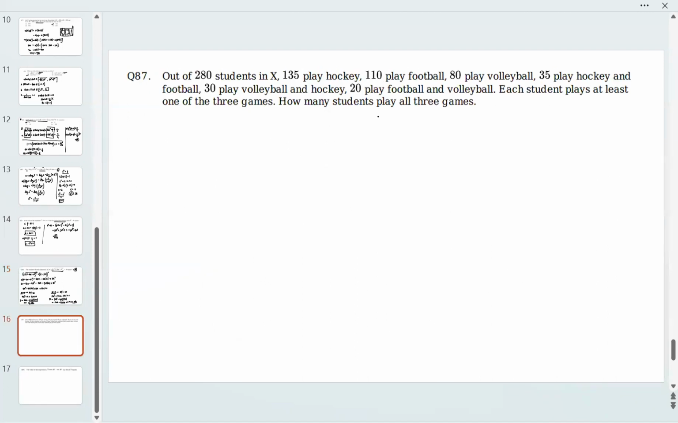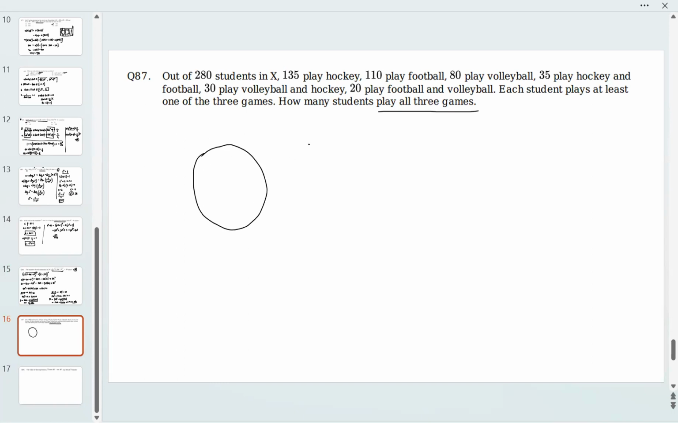Let's move on to the next. This is a very good question. The best way to solve this, let me tell you, this is a question on sets. The best way to solve such a question on sets is to draw a Venn diagram. Now, what will be the Venn diagram? How many students play all three games? There are three games: hockey, football, and volleyball. So I need to make three circles.